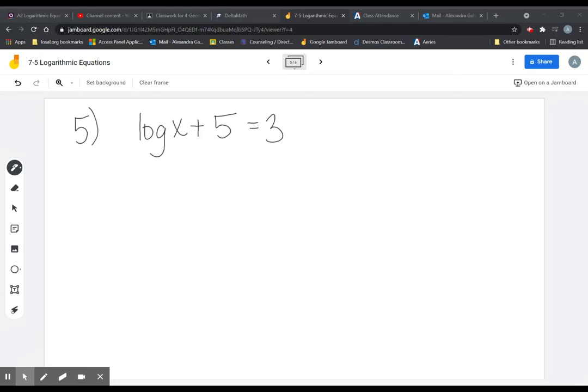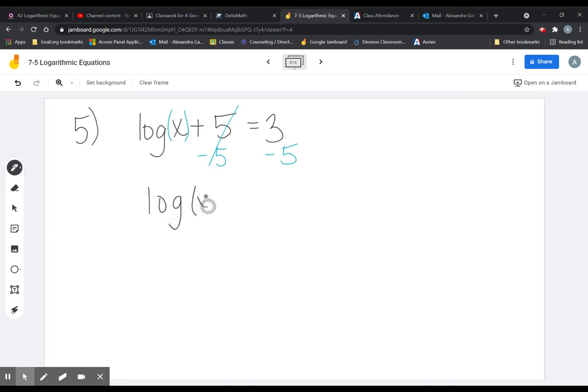So the next couple examples are going to go over getting that log by itself and also making sure that we put parentheses around some log here. So before we can loop, we're going to have to subtract 5 from both sides because that 5 isn't inside of the parentheses for the log, so we want to move it first. So we get log of x is equal to -2. And it's log base 10 because there's nothing written there.